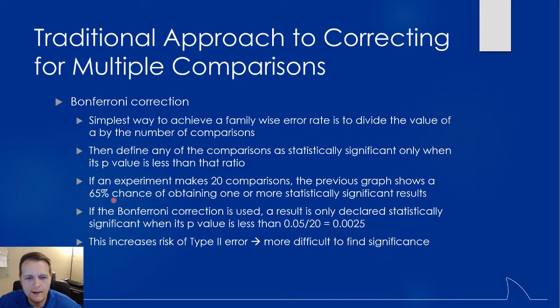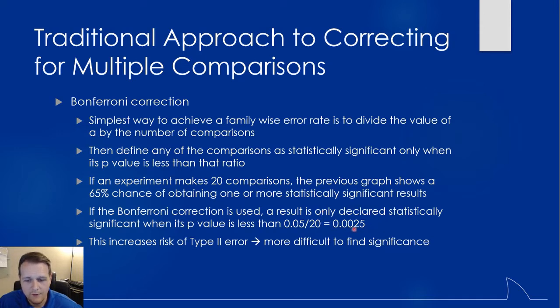What you can do instead is, to determine what the family-wise error rate would be, take that 0.05 and divide it by the number of comparisons you're going to make. So 0.05 divided by 20, and now in order for each of those comparisons to show significance, they would have to have a p-value of less than 0.0025.